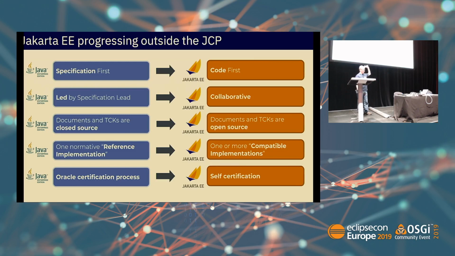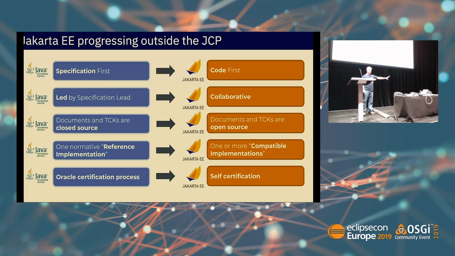Compatible implementations. In the past, you've all heard of Glassfish. That was our reference implementation for Java EE. What we are doing now is following the model that we use for MicroProfile, and we have compatible implementations. The idea there is that you don't have to have a single reference implementation for the whole platform. You could have multiple compatible implementations that represent the whole platform. That's the idea of the compatible implementations, and I'll be able to demonstrate that in a little bit.